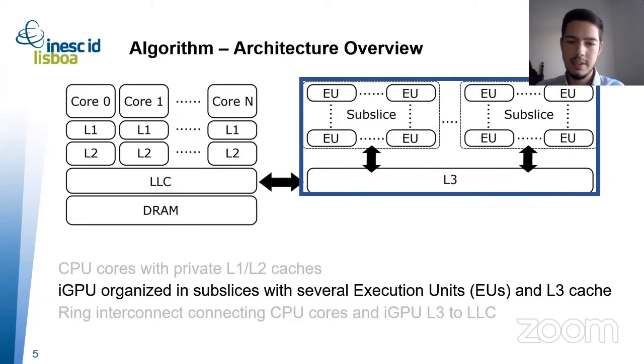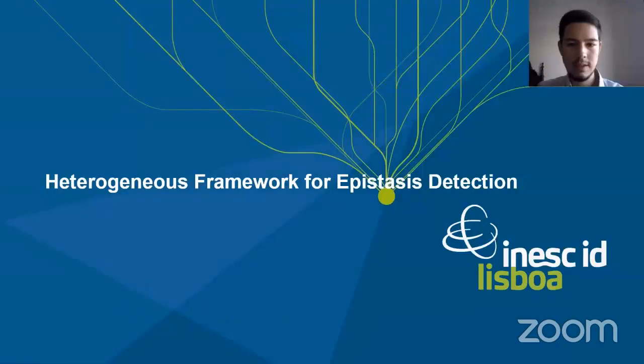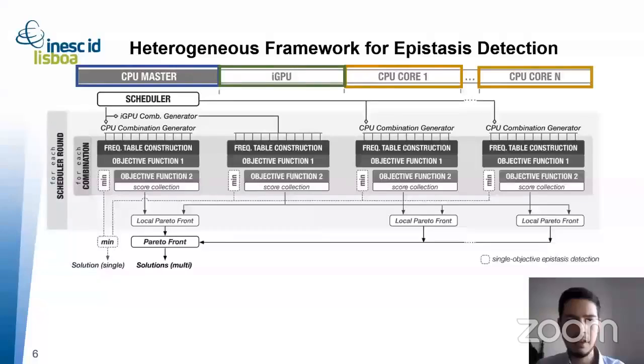Both this L3 data cache and the caches for the CPU cores are connected through a ring interconnect to the last level cache, which is common, and therefore these devices have a way of sharing memory. Let's now take a look at the heterogeneous framework used for epistasis detection. This framework is divided according to 3 different devices.